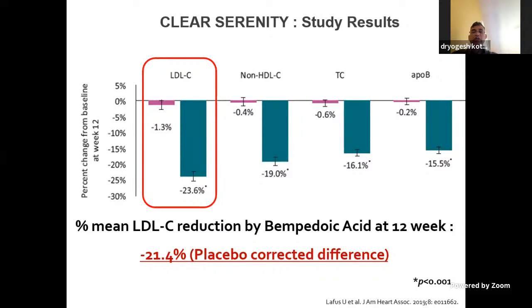So this is the Serenity results. Again, a 21% reduction in the LDL cholesterol levels. Next slide.